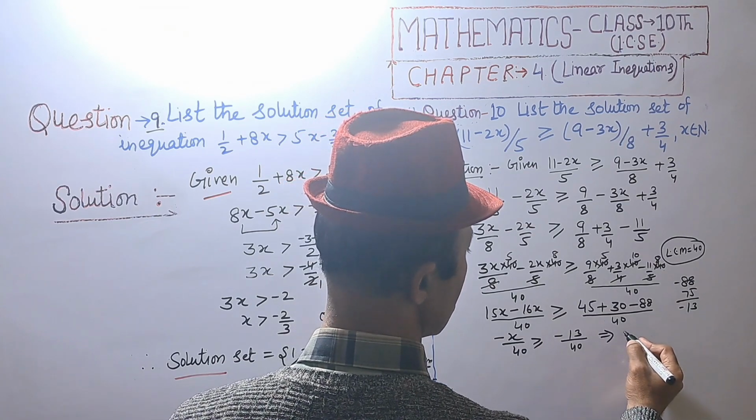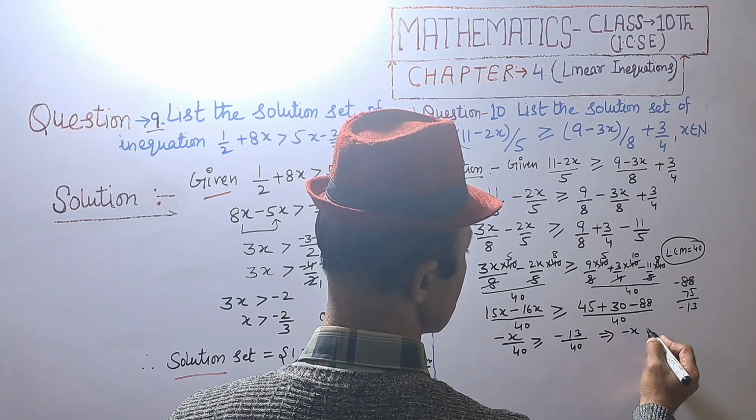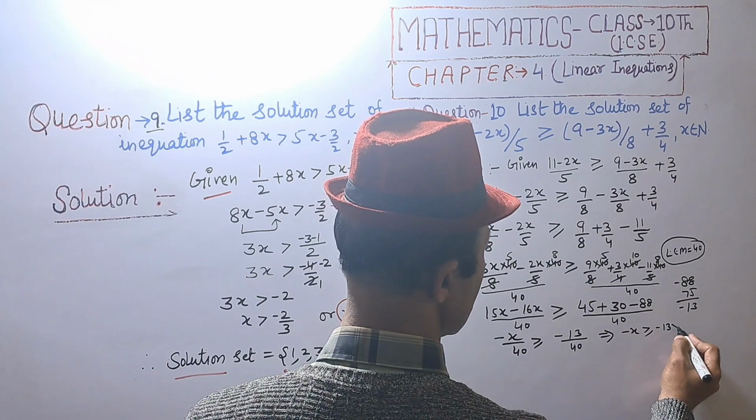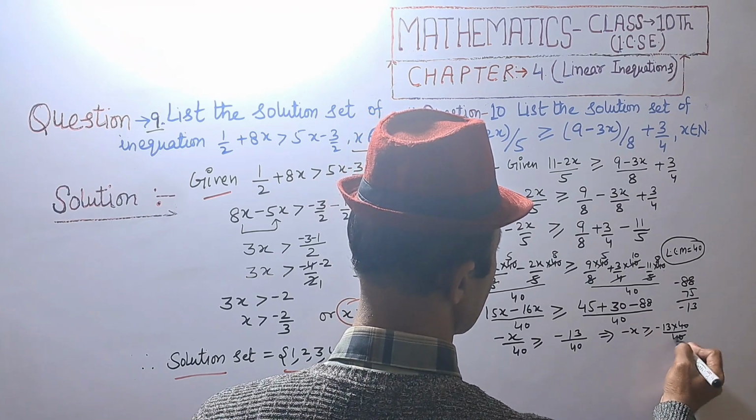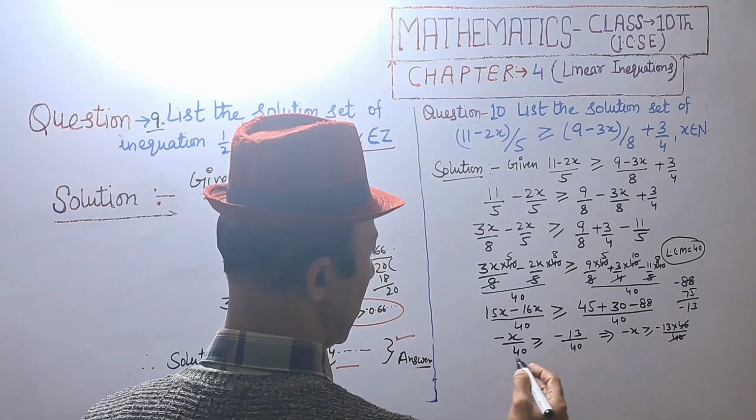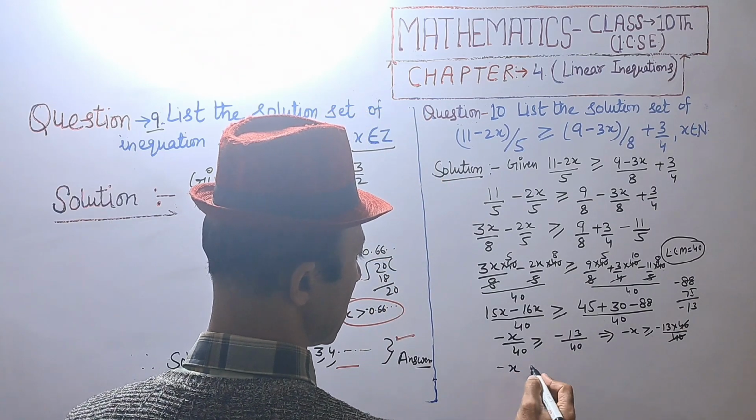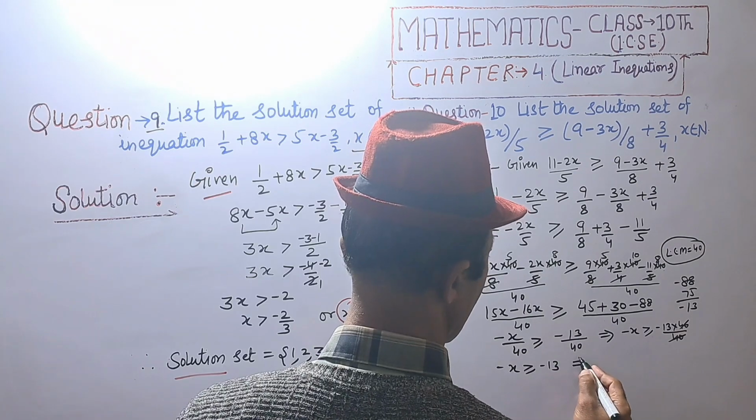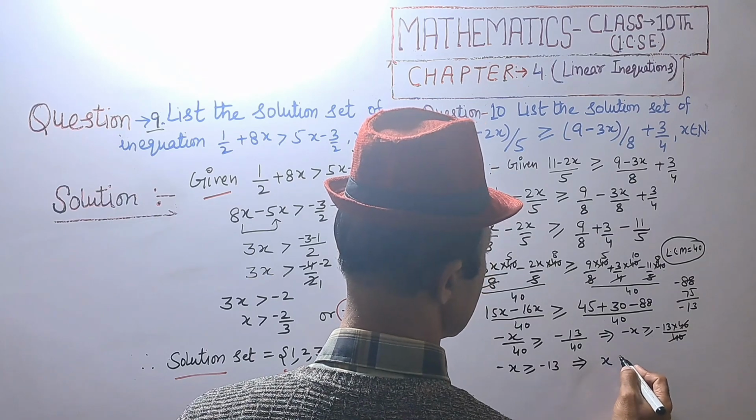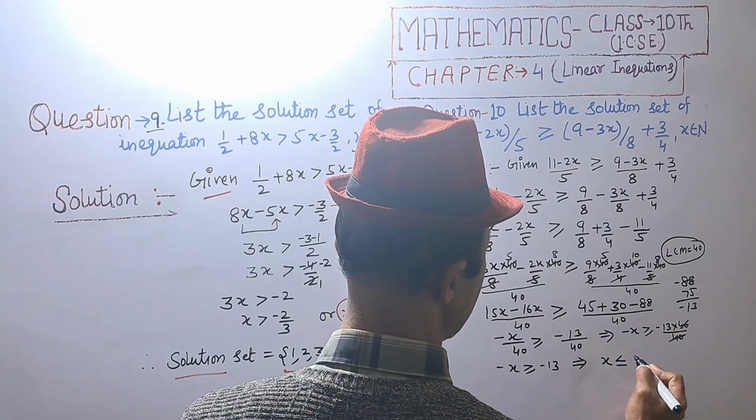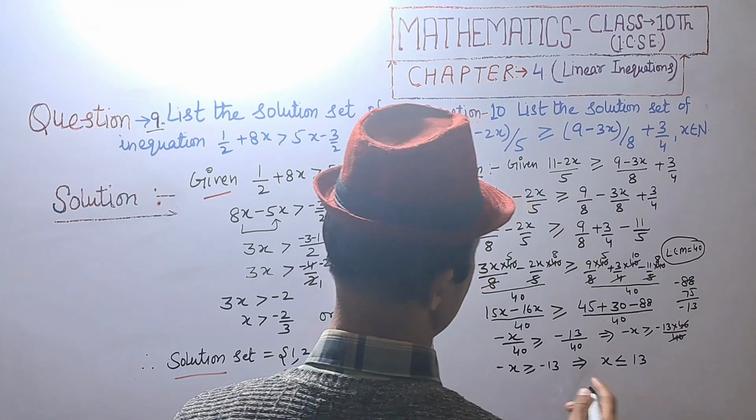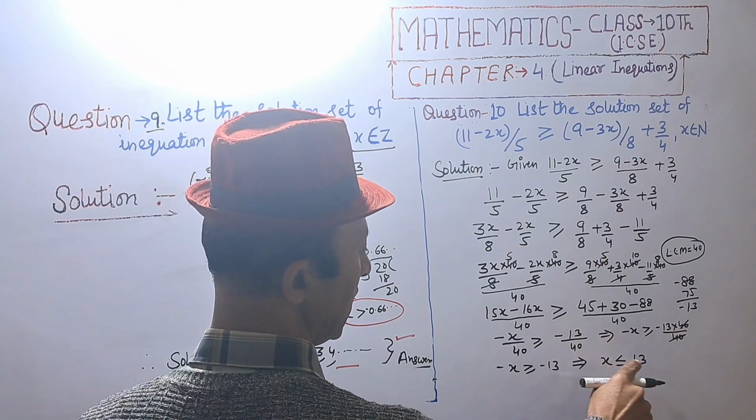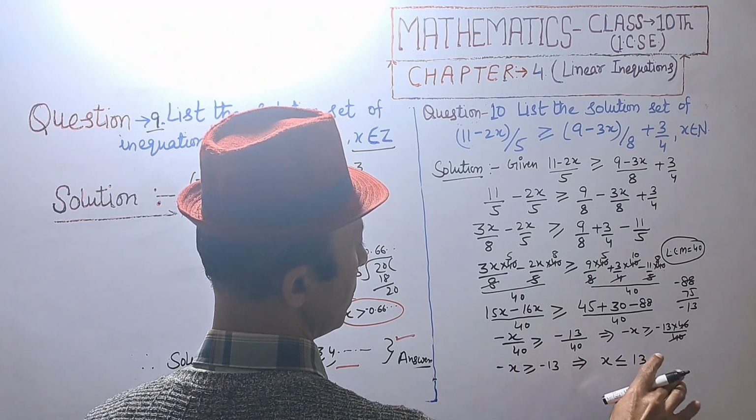Which implies minus x is greater than or equal to minus 13 into 40 upon 40. This will be cancelled, and minus x is greater than or equal to minus 13, which implies x is less than or equal to 13. Minus will be positive, greater than or equal to will be less than or equal to positive 13.